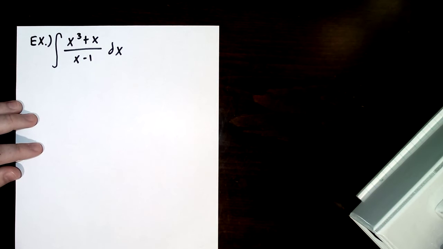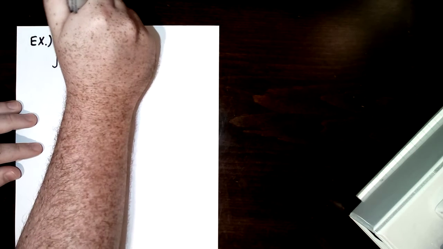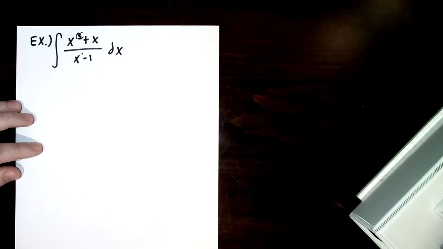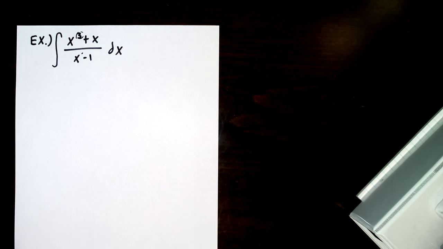Notice that the degree of the polynomial in the numerator is 3. The degree of the polynomial in the denominator is 1. The numerator has a higher power than the denominator. Therefore, we are going to go ahead and perform long division. So we need to compute (x³ + x) divided by (x − 1). And we'll go ahead and write this in the following way.